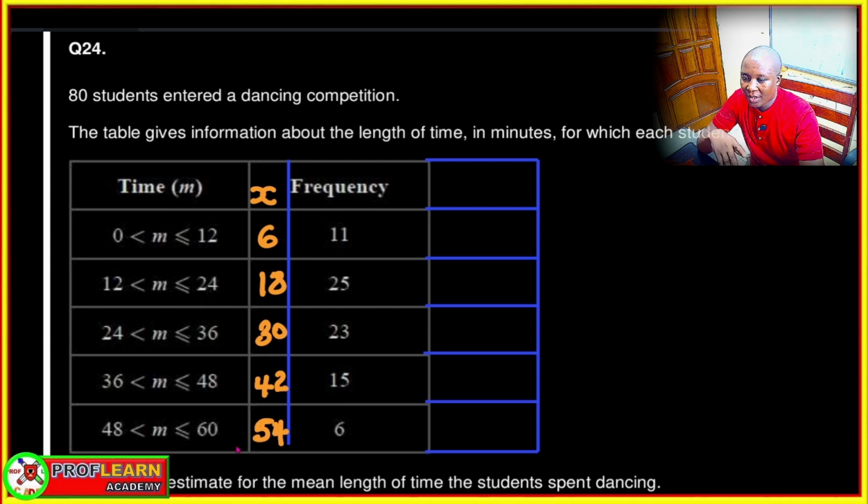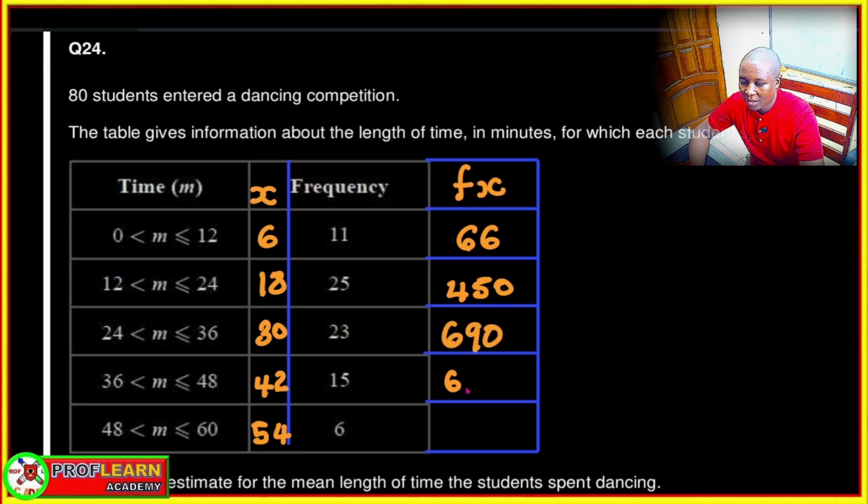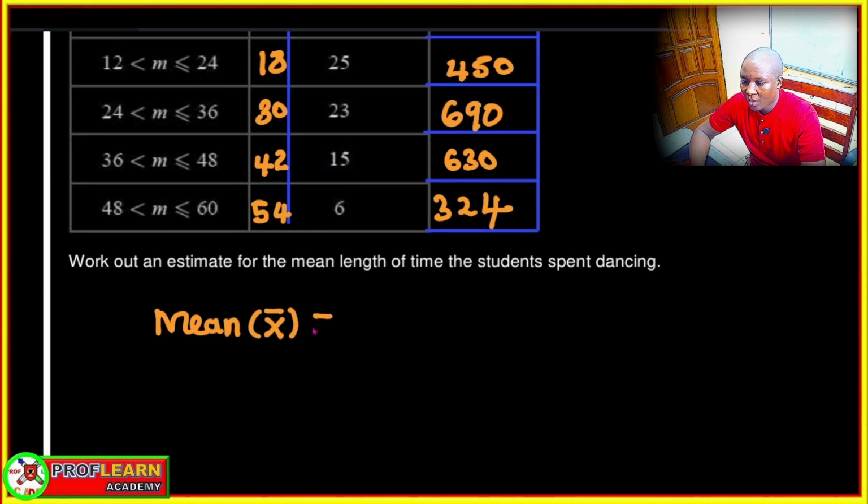Then the frequency is 11, so 6 times 11, 66. So we are finding fx here. 6 times 11 will give us 66. 18 times 25 will give us 450. 30 times 23 will give us 690. And this is 630. 54 times 6 will give us 324.